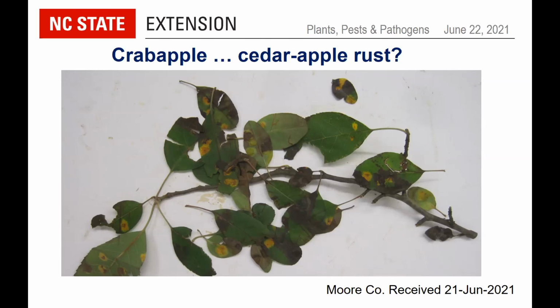So I can't say for sure that this was cedar apple rust, but it's certainly in that genus, and it will eventually be developing the spore state, the aecial state we call it, that will, if it's lucky, blow over to a juniper and continue the cycle that way. This has to cycle between juniper and a rosaceous host.